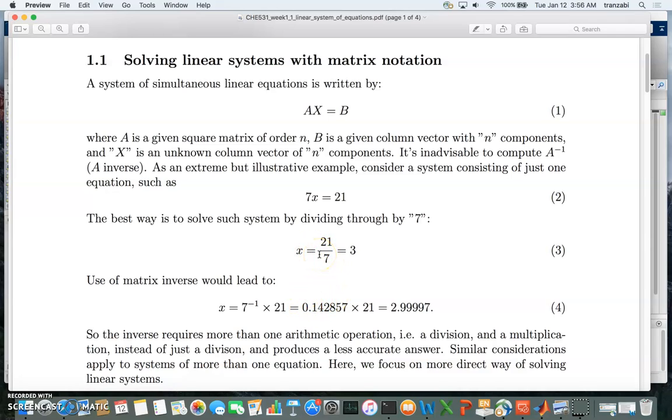You see the difference between this approach and this approach. In the first approach, we only did one arithmetic operation, which is division, just dividing 21 by 7. In the second approach, equation 4, we did two operations. One is finding 1 over 7, and the second is multiplying this by 21. So comparing the second approach to the first, the second one is approximate, it's not accurate. On top of that, we did two operations.